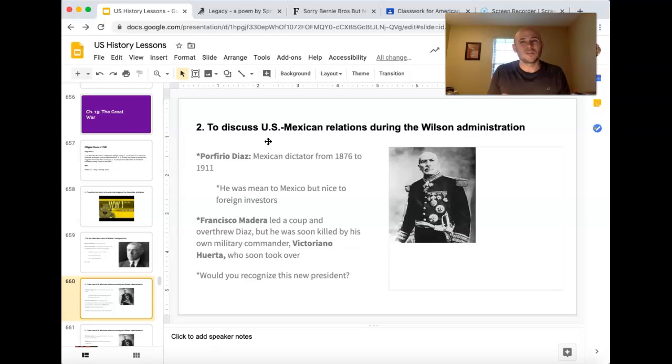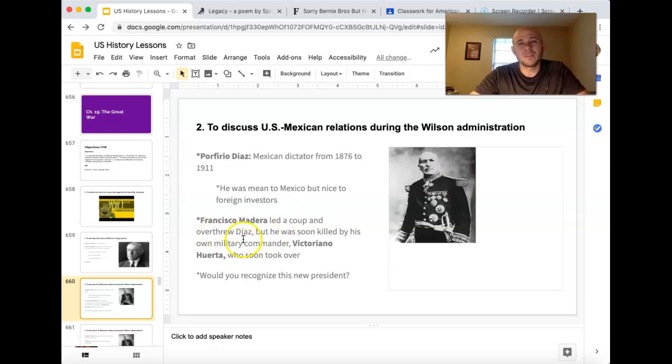So Mexico had all sorts of good trade relations with other nations, and people were okay with it as long as they could get their good financial deals. Well, eventually, you can only be ruthless for so long. A guy named Francisco Madero led a coup and overthrew Diaz.